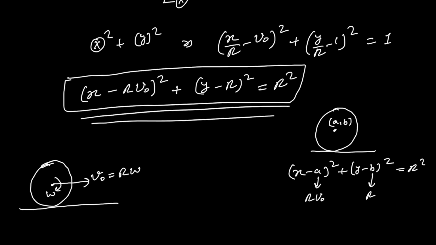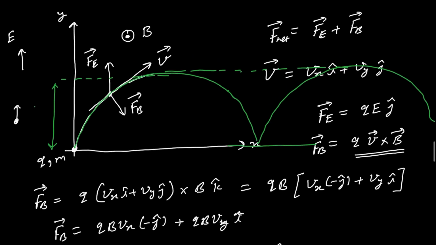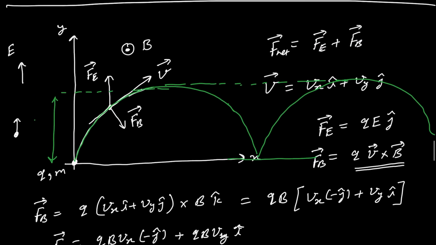And then if you take any point of this ring and analyze its path, what you will find is that this point will move in some trajectory like this, and the same is the trajectory of this charged particle, and this trajectory is basically a cycloid, and what we have found is also the equation of a cycloid. So I hope this problem is clear to you.